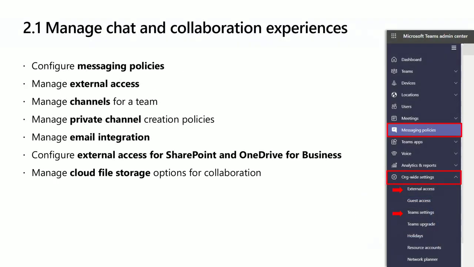Let's see the first exam objective. There are various settings which control what users can or cannot do in chat and channel messages, such as whether users can edit or delete sent messages, whether users can chat with people from outside of the organization, how about sending email to a channel's email address, and whether to allow third-party cloud file storage. Different organizations have different considerations, so be familiar with those available settings here.